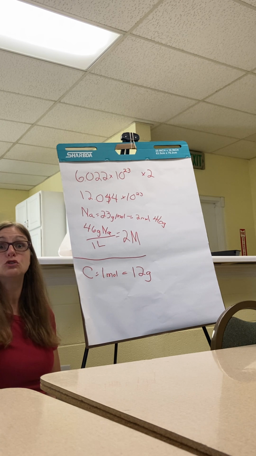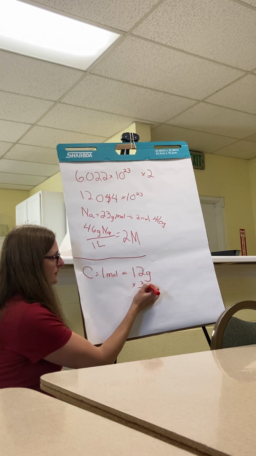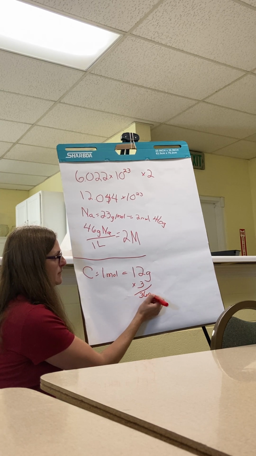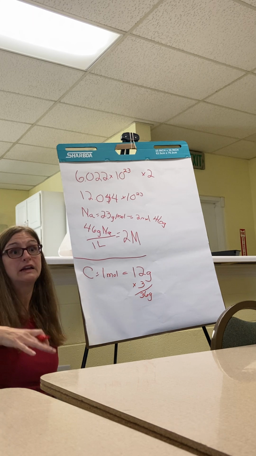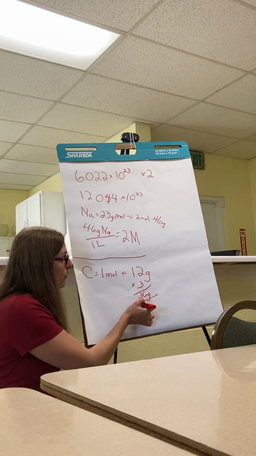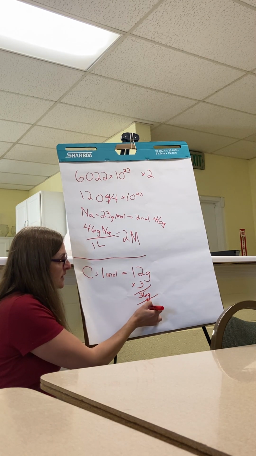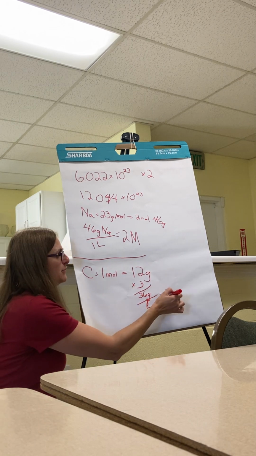Oh, but let's do 3 moles. Can I put 3 moles in? How many grams will that be? 36. So my 36 grams is 3 moles of carbon. I'm now going to add water to it to bring it up to 1 liter. So over 1 liter of water, this will make a 3 molar solution. Perfect.